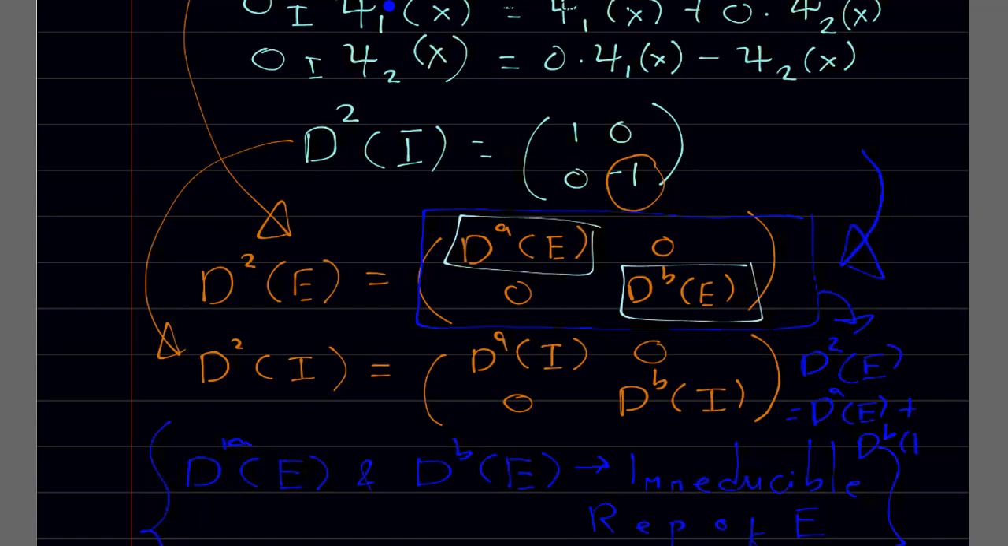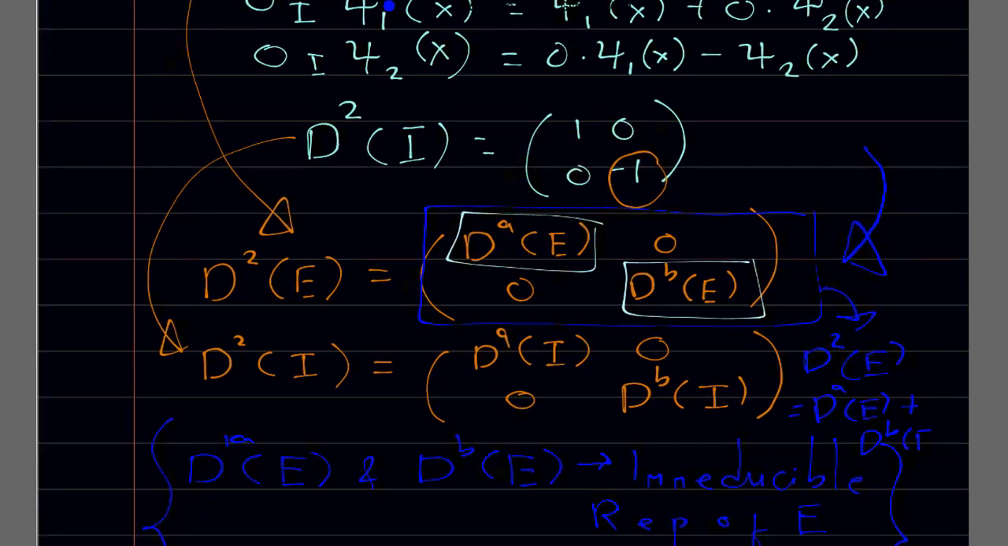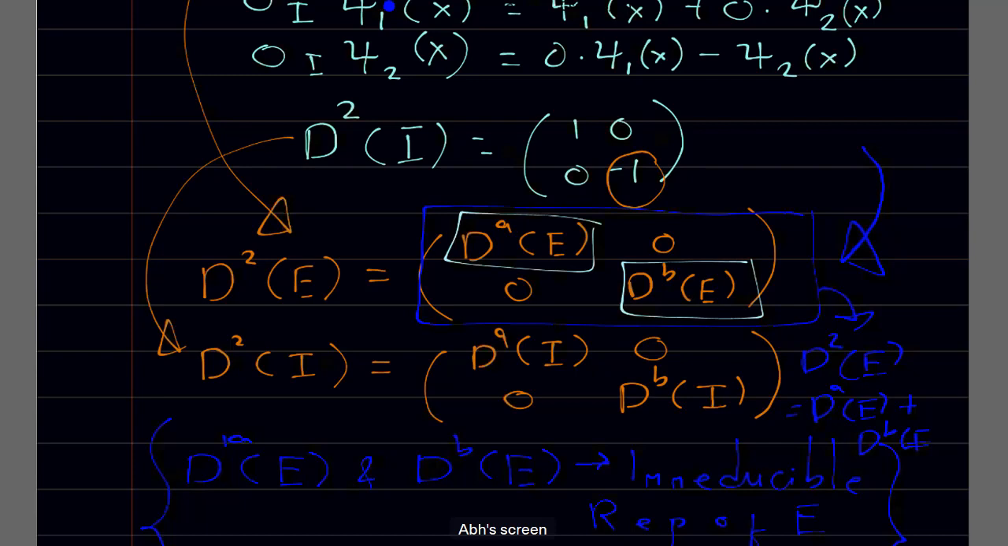We'll come to all this again in the future. Okay, this is called addition of representations. So if you have old representations, then you can add them and get a new representation. And what is the interesting thing?